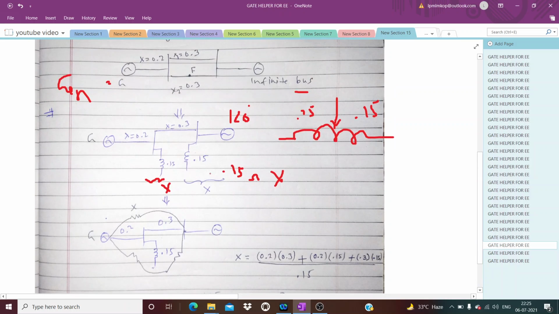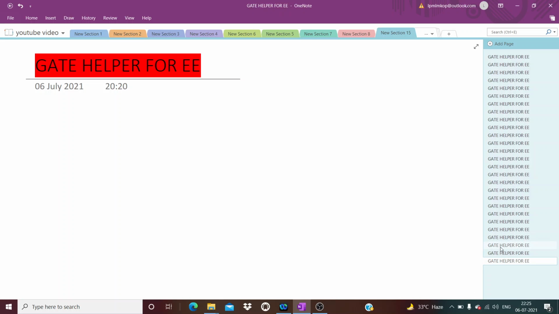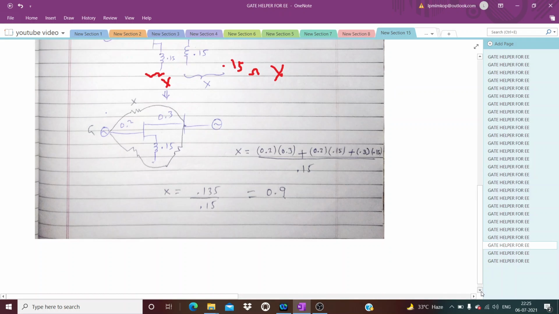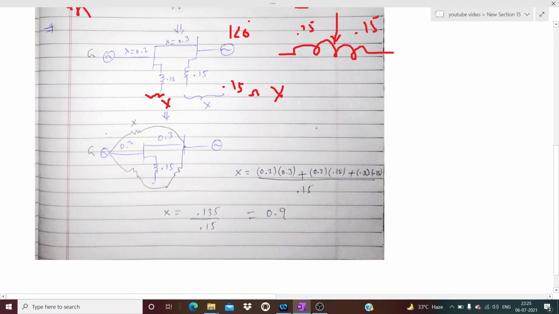Now after neglecting this, we will have three reactances in our path: this reactance, this reactance and this reactance. So this is what I have represented. Now I will explain that. Please see the figure properly. In this figure, I have neglected the inductance which was in parallel with the source. Now we have this circuit, in which we have three reactances.